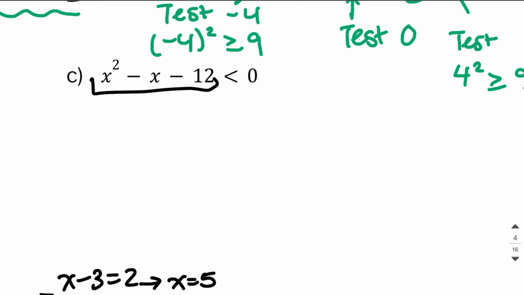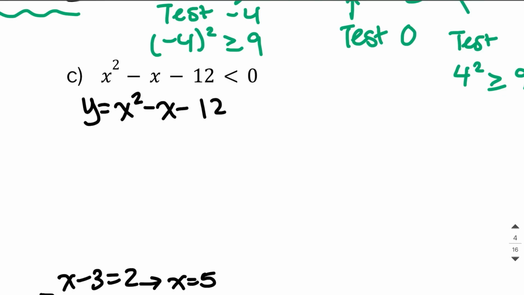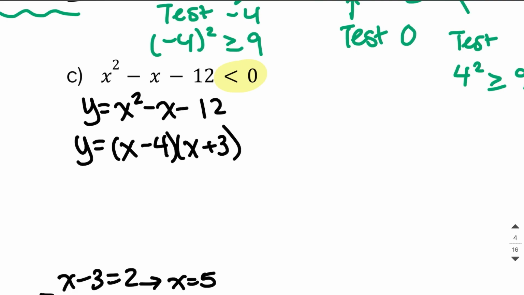So if I look right here, I can see that this is definitely going to be a factorable expression. So again, I'm going to graph out y equals x squared minus x minus 12. And this time I'm going to look and see, well, where is this less than 0? So I'm going to factor this. So this is going to be x minus 4 times x plus 3.